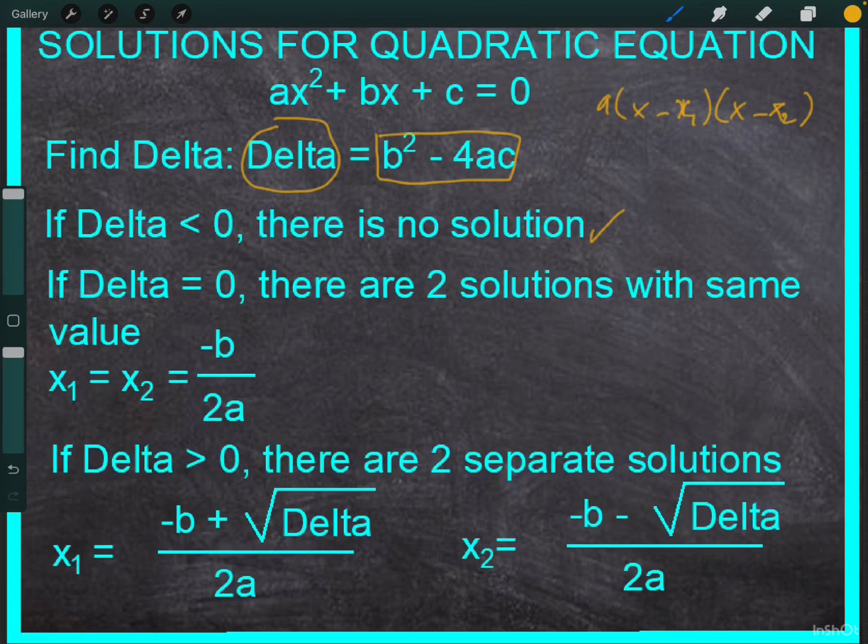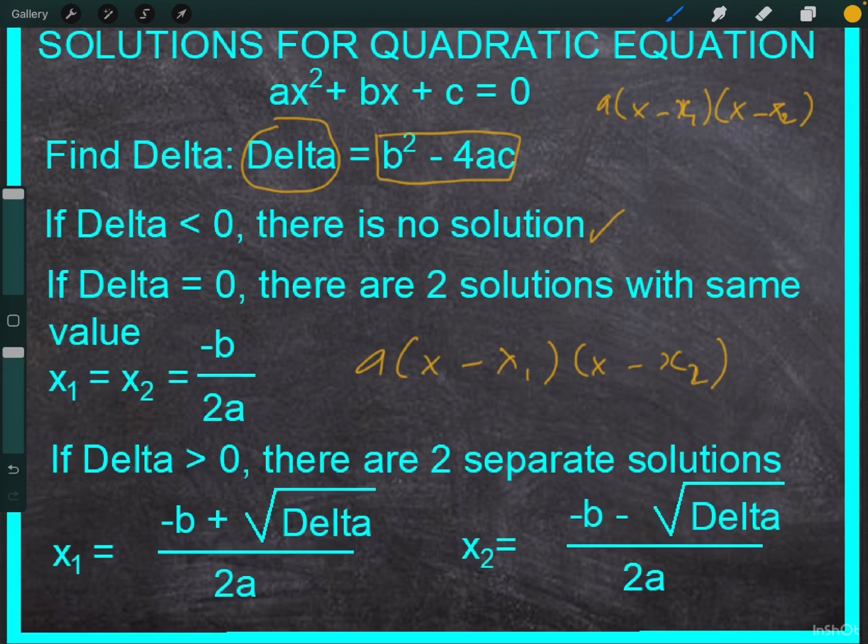If delta equals 0, there are two solutions with the same value. x1 equals x2 equals negative b over 2a. In this case, we can factor, even though the two values are the same. So we still apply the formula a times (x minus x1) times (x minus x2).